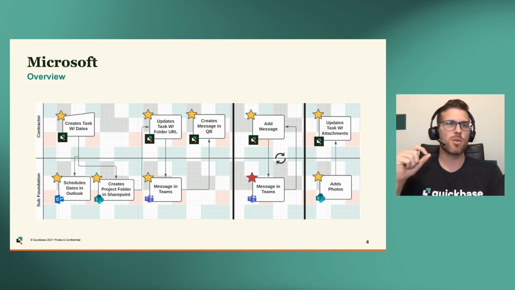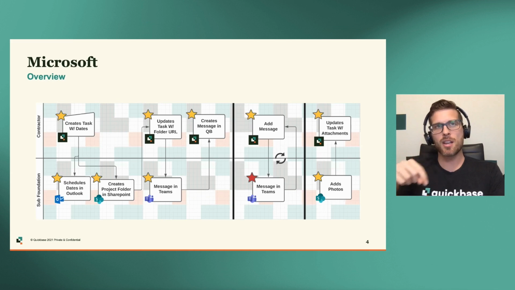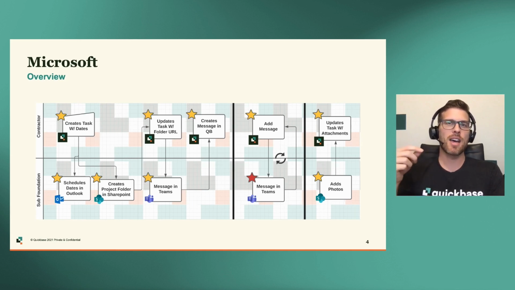It's also going to create a project folder in SharePoint, updating my current task with a SharePoint link so it's easily accessible. Then we're going to send a message to Teams, and we're also going to send that same message to my Quickbase application so we have all those records in one central place of truth. At the end, I'm going to switch roles and act as the subcontractor for Foundation. I'm going to add my photos to SharePoint, which then will be triggered to upload in Quickbase.